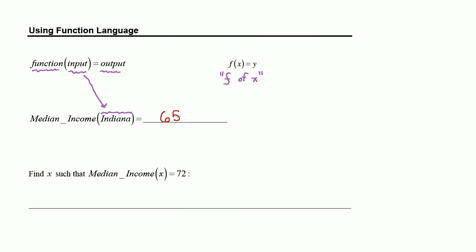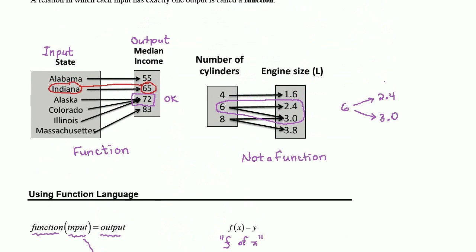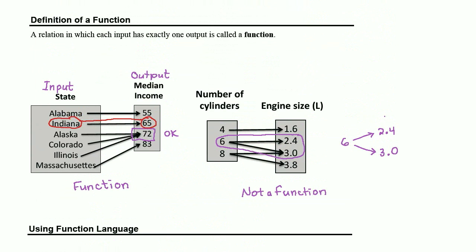The second question is saying find x such that the median income of x is equal to 72. This time we're saying I don't know the input. The input I'm calling x because I don't know what it is, but the output is 72. So I'm going to find the output of 72 and trace it backwards to see what inputs trace to it. Now in this case I do have more than one, as we already identified.